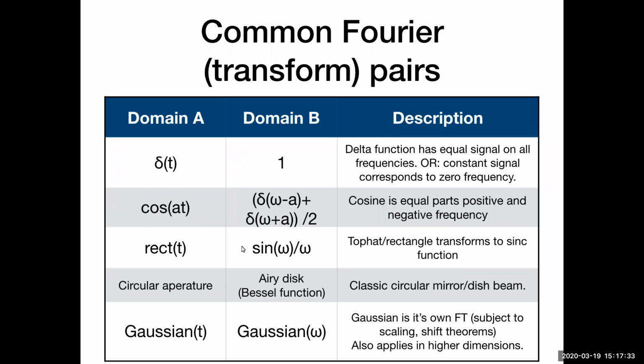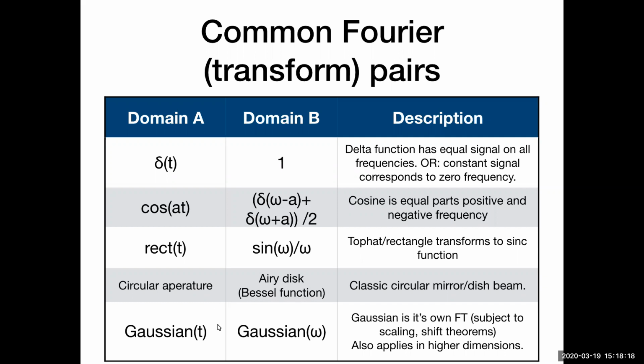And the 2D analog of this is if you have a circular aperture, which I spelled wrong, I just realized. If you have a circular aperture, which is just a 2D function that's filled in a circle and 0 outside, that transforms into a particular Bessel function called the Airy disk. And this is your classic mirror dish, circular lens kind of scenario. And so that's why the easiest model for the primary beam of a dish is just the Airy disk function.